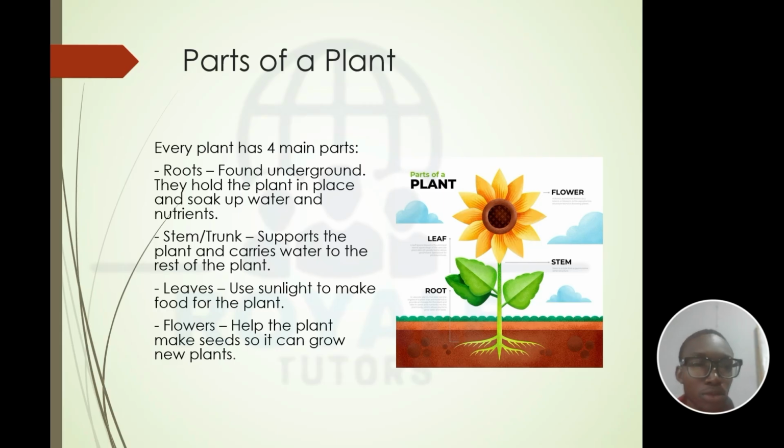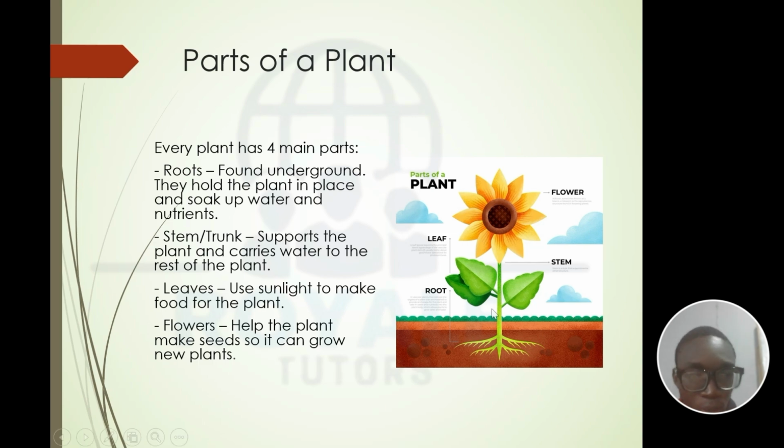Just like the way you have bones in your body, and because you have bones in your body, you're able to stand strong, move your hands, your legs, and all of that. So the stem also helps the plant to stay strong, because it's important to stay strong so it won't fall and also so it could grow properly.